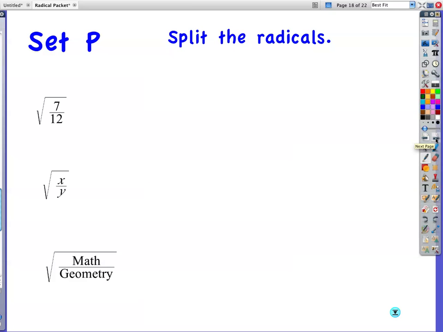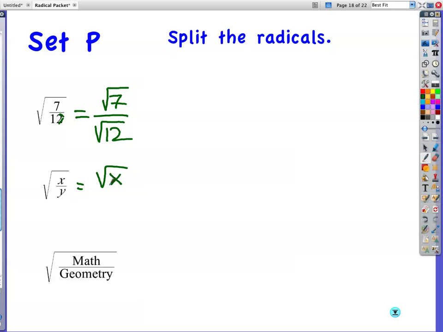Now we're set P. We're splitting the radicals. So we have square root of 7 over square root of 12. Once again, when we're done with this packet, this will be incorrect. But for now, we are just practicing a skill. I want you to realize that if you have 7 over 12 under the radical, it can be written separately, and then you can work through the rest of the problem.